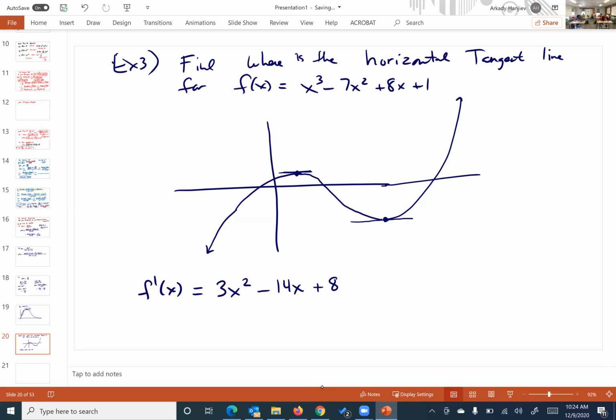Okay, so we got the derivative. Now let's do one step further. We're trying to figure out when the slopes are 0. So we're going to detach it from our function, and we're going to set it equal to 0, or whatever slope I want. In this case, I want it to be 0 because I want the horizontal tangent line. All right, help me out. This is why we did factoring in algebra.